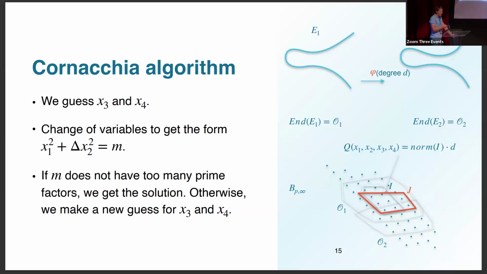Yeah, so Coron works for two variables. What we did is we needed to guess two variables, for example, x3 and x4, and then translate the quadratic form to the form of Coron. And then in most cases, Coron gives you a result, except in some cases where m has too many prime factors. But in this case, you can try to guess another x3 and x4 and do the same.